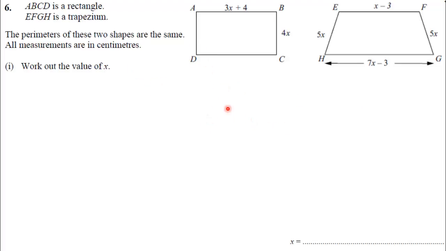So first of all, I need to work out the perimeter of each of the shapes. So let's just look through. We know it's a rectangle and a trapezium. The perimeters of both shapes are the same. All the measurements are in centimeters, and they want us to work out x. Looking at this rectangle, this side here is also 3x plus 4. This side here is also 4x. And now I have an expression around the whole rectangle.